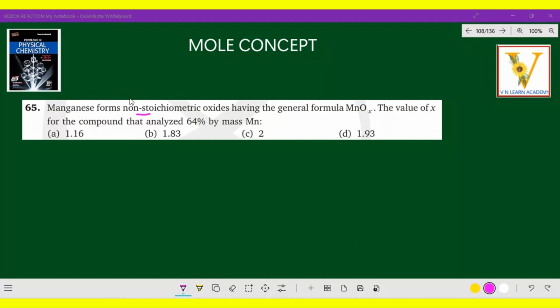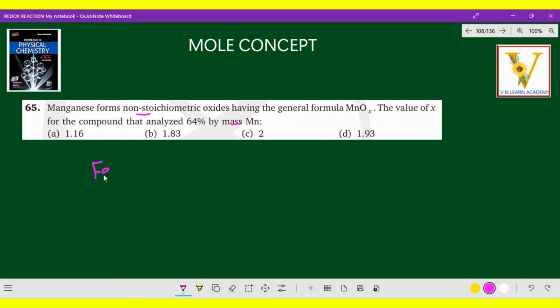The next question: manganese forms non-stoichiometric oxides having the general formula MnOx. The value of X for the compound that analyzed is 64% by mass manganese. Manganese here is non-stoichiometric, they mentioned. So non-stoichiometric means it is deviating from the ideal stoichiometric ratio.